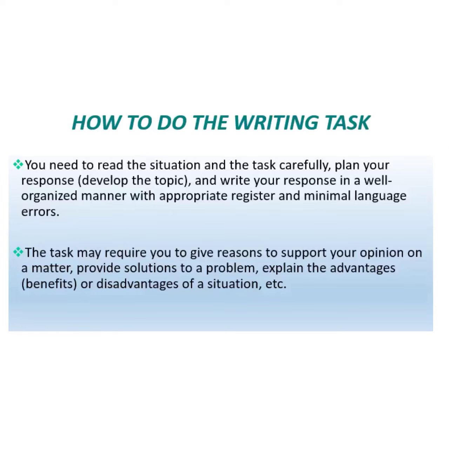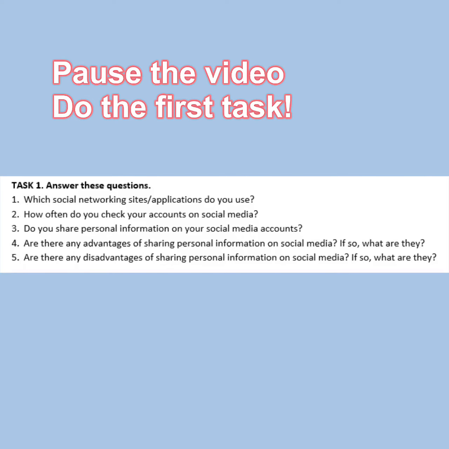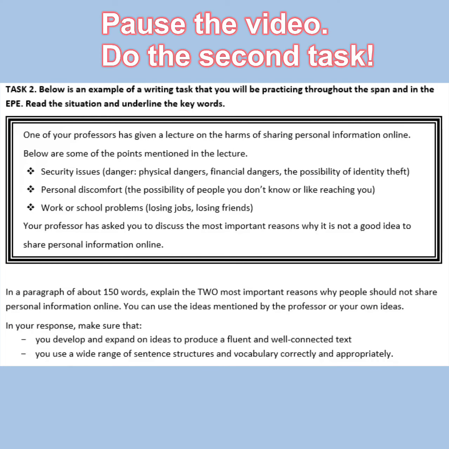Now, it's time to look at a sample text. Now, look at the writing handout on page 2. Pause the video and do the first task, please. Now, you see an example of a writing task that you will be practicing throughout the SPAN and in the proficiency exam. As I told you earlier, in this writing task, first you are given a situation. Now, pause the video again, read the situation, and underline the keywords.